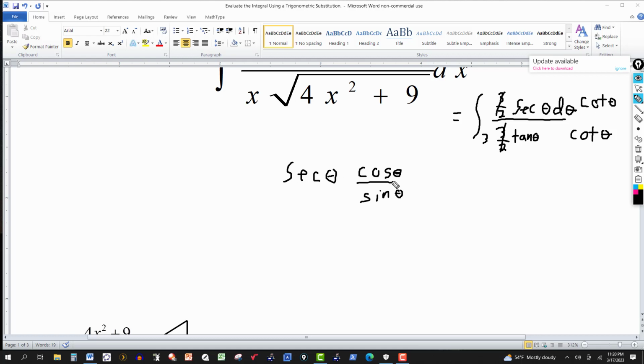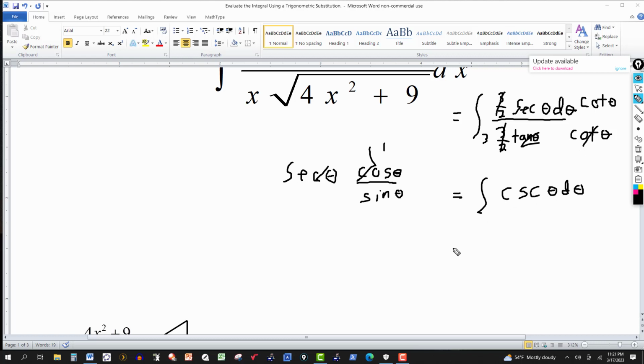And secant and cosine are reciprocal, so this is the same thing as 1 over cosine times cosine, so they cancel. So secant theta times cosine theta goes to 1. So in the numerator then I have 1 over sine. But 1 over sine is the same thing as cosecant theta. So this is cosecant theta d theta. So everything else canceled out. Remember the tangent I multiplied by cotangent, numerator and denominator, so these actually canceled out to 1. So that's all I have left.